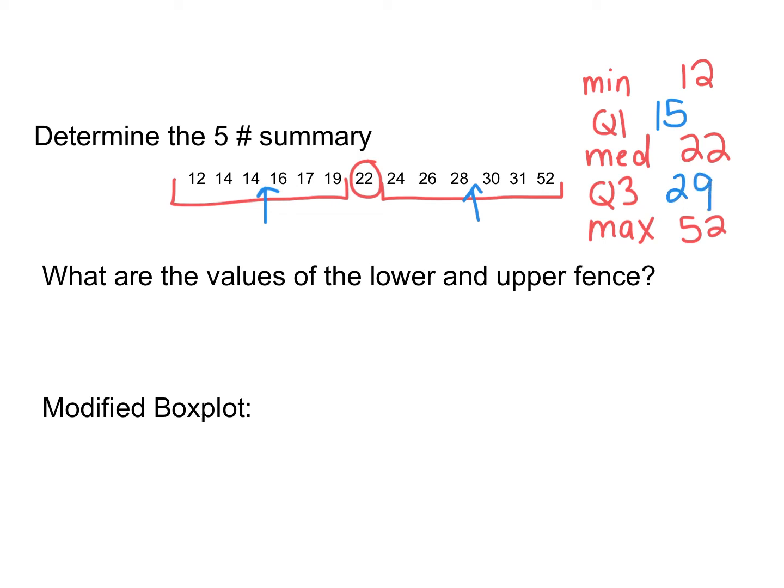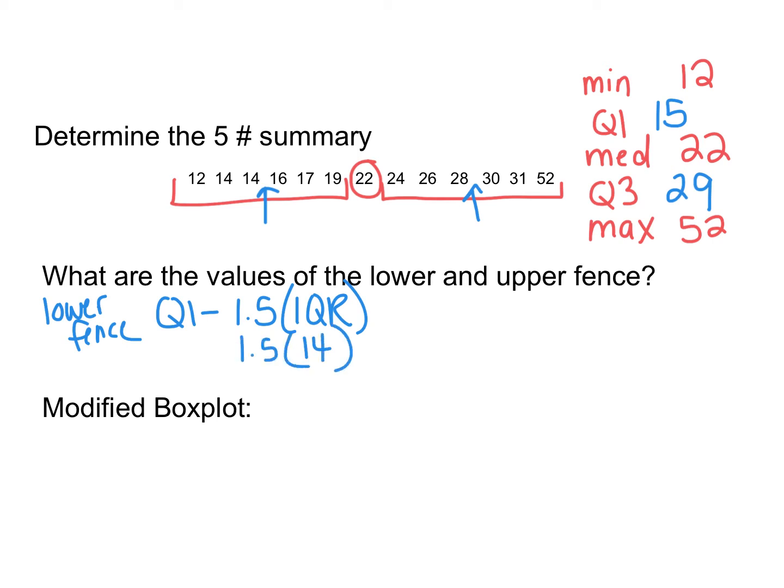I'm then asked, what are the values of my lower and my upper fence? These are the values that determine if you have any outliers. So my lower fence is found by doing quartile 1 minus 1.5 times the IQR. The IQR in this case would be 29 minus 15, which is 14. So I'm going to do 1.5 times 14, and I'm taking that away from 15. That gives me -6.